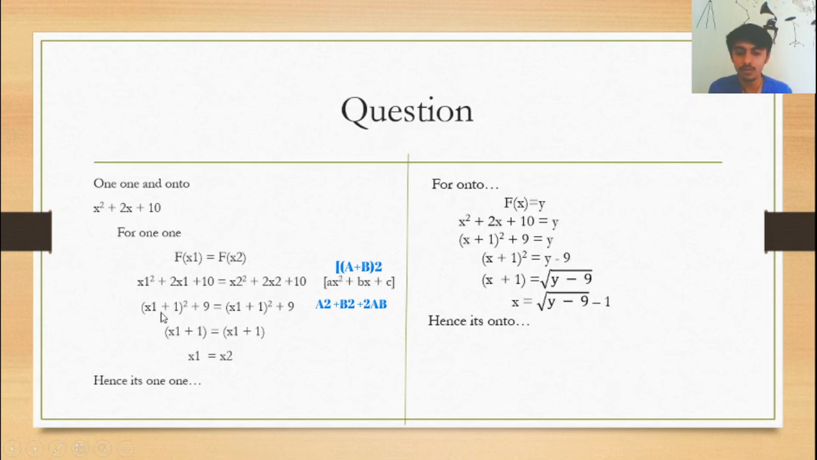We know the normal formula, a square plus b square plus 2ab equals a plus b the whole square, you guys know. So similarly, the same thing is used here. We have x1 square, we have 2x1. So the thing we have to do is add and subtract 1 with x1. Okay, so we'll add and subtract 1 so that it forms x1 square plus x1 plus x1. So here it will be x1 plus 1 the whole square plus 9 equals to x2 plus 1 the whole square plus 9, x2 should be there.